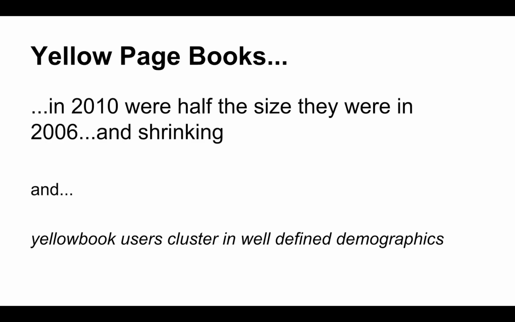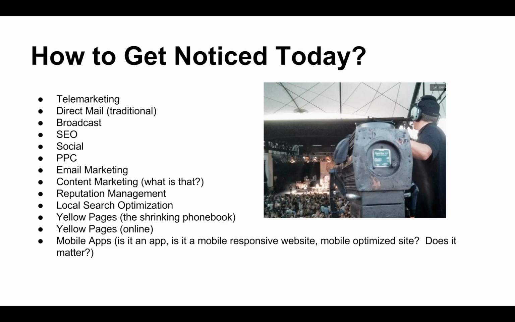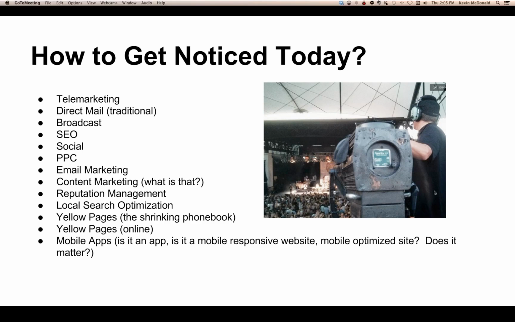And not only are the yellow books dwindling in size, of course, fewer people are using them, and the people that are using them are segmenting themselves into tidy little demographics, basically older and less educated. That's fine if that's your target demographic, but if it's not, then obviously the yellow pages really don't make sense. So if we can't just do that one and done, give the rep some money, show up in the phone book, sell insurance, how do we get noticed today?